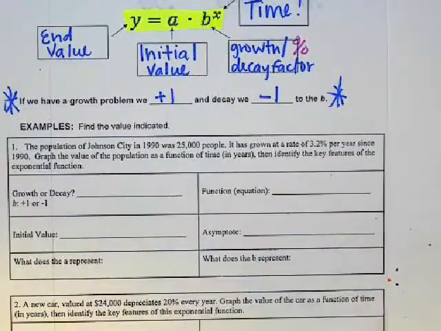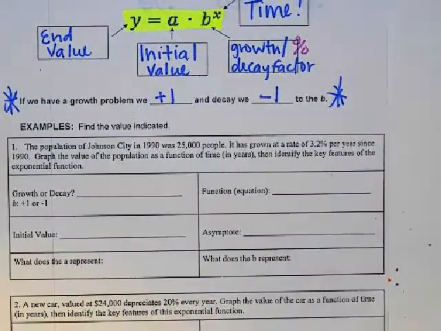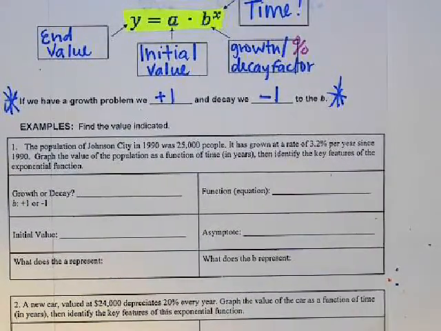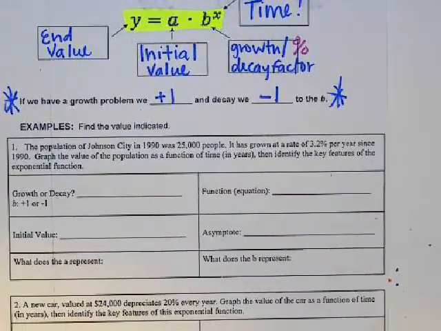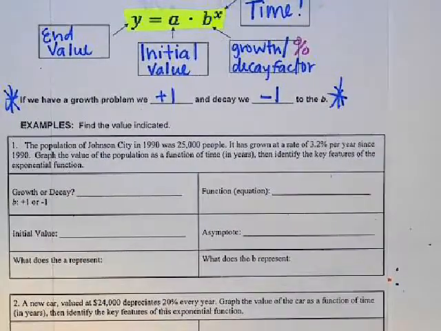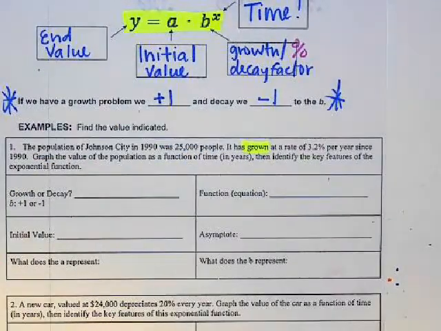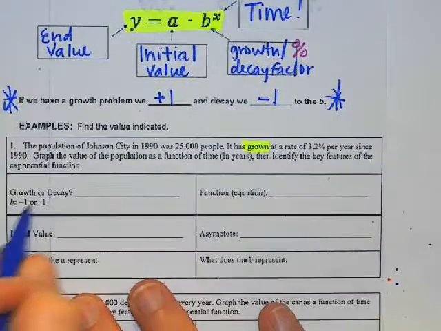All right, number 1. The population of Johnson City in 1990 was 25,000 people. It has grown at a rate of 3.2% per year since 1990. Graph the value of population as a function of time in years, then identify key features of the exponential function. Is this a growth or decay problem? Growth. How do you know that it's growth? Because it says it has grown, right? Does everybody see grown? So what I want you to do is circle grown.